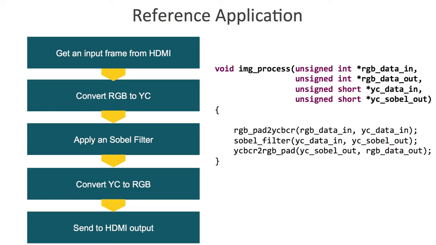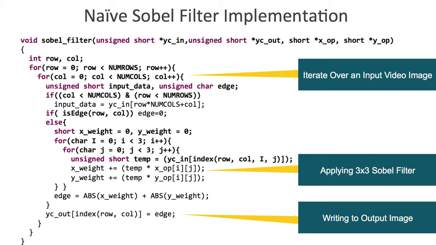Let's start with a simple software that consists of reading a live video input from HDMI, applying color conversion, applying Sobel filter, converting the color space back to RGB, and outputting to HDMI. In this example, we will simply use a naive C implementation of Sobel filter widely available on the web. Just as a quick review, the algorithm iterates over 2 million pixels found in a 1080p HD frame and applies 3x3 matrix operations on the 9 surrounding pixels. Finally, the processed output pixel is written out to the output frame.